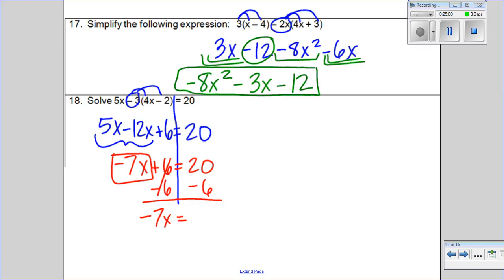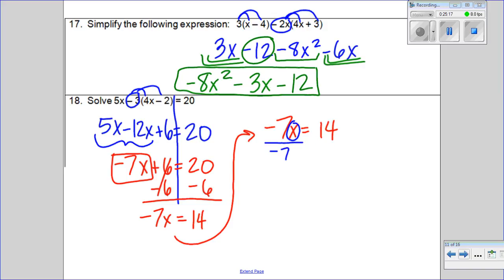Now negative 7x equals 14. I'm going to bring this up here and finish it. So negative 7x equals 14. To get x by itself, I've got to divide by negative 7 on both sides. So x equals negative 2.